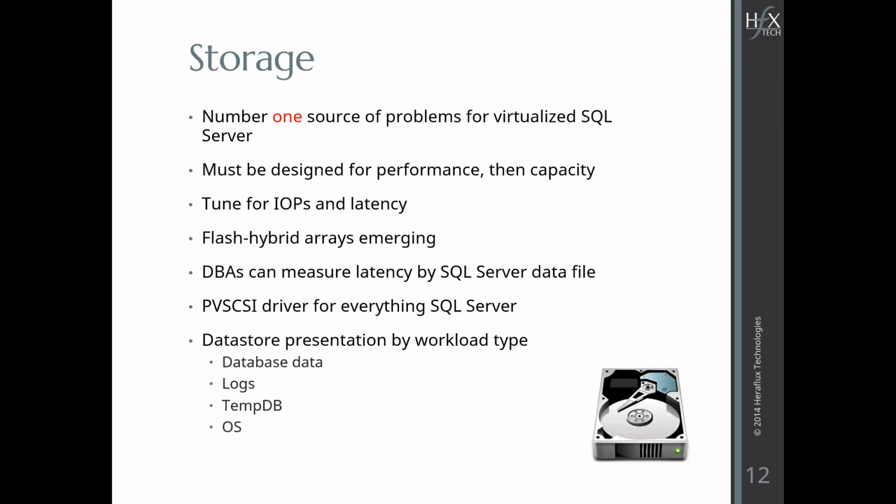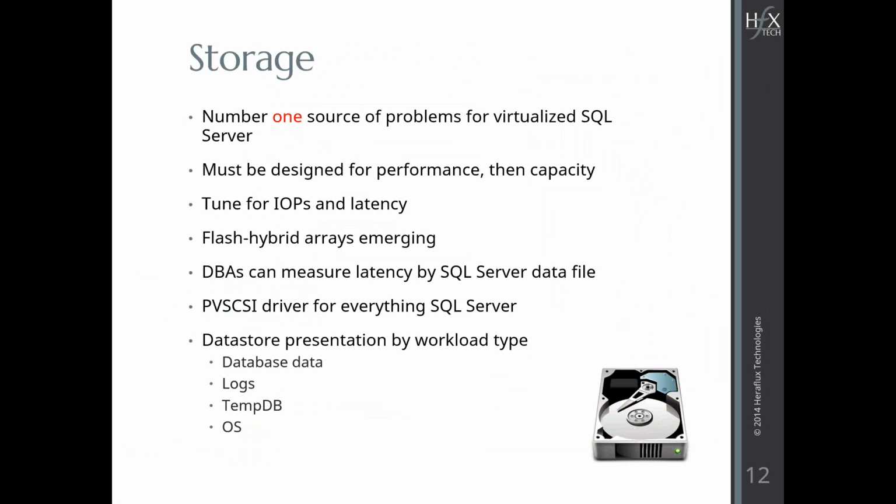Latency will kill you. Generally, I don't care as much about raw throughput, because we're not pushing 800 gigabytes per second. We're pushing tens of thousands of little tiny 8K chunks all over the place. I've had really good luck with flash hybrid arrays lately. It's a way to offload a lot of these IOPS requirements without breaking the bank.